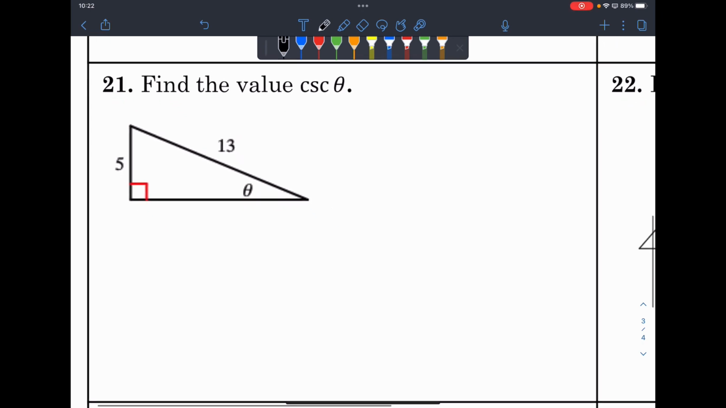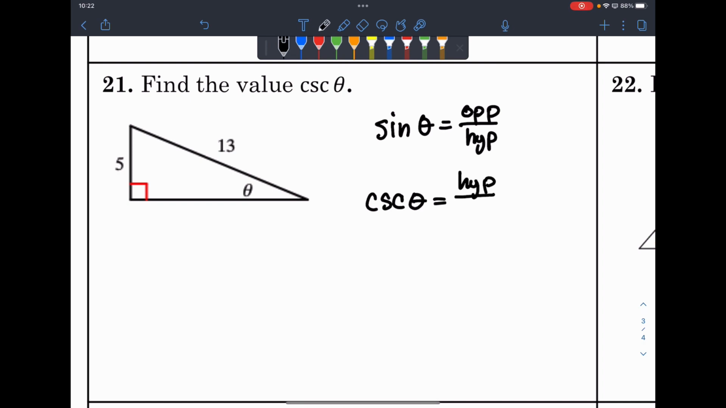For number 21, we want to find the cosecant of theta. Remember, the cosecant is the inverse of sine. And since sine in right triangle trigonometry is defined as the opposite side of the angle divided by the hypotenuse of the triangle, the cosecant divides the hypotenuse of the right triangle by the opposite side of the angle. And since we have, again, here's our angle, this is the opposite side, and here's my 90-degree angle, and this is the hypotenuse.